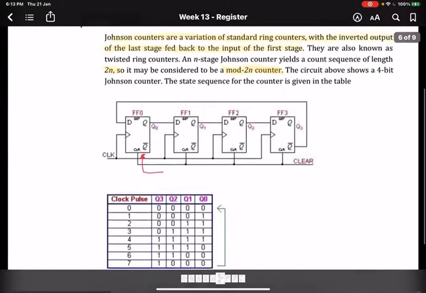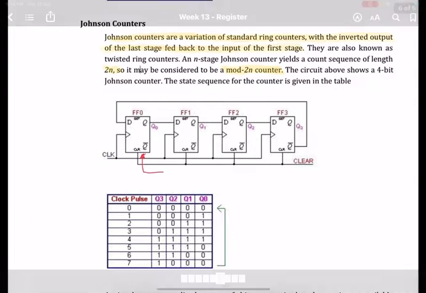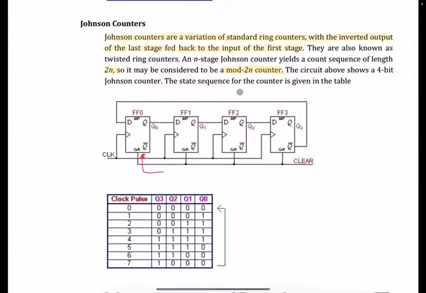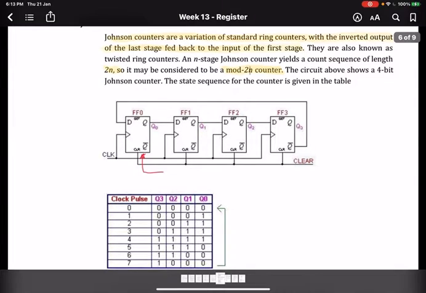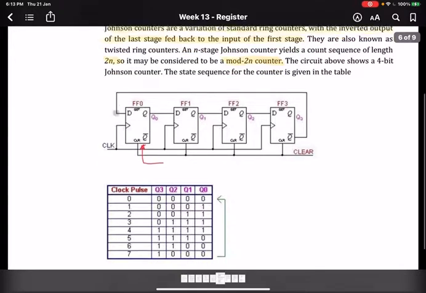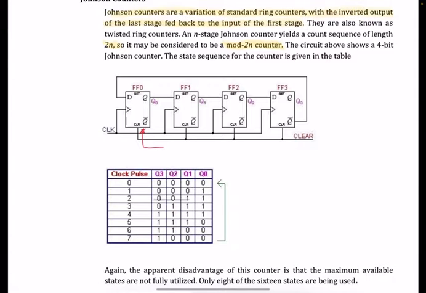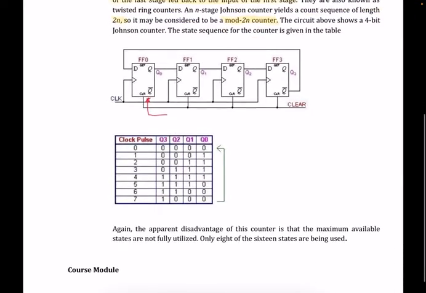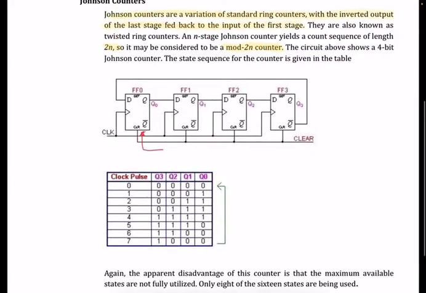While si Johnson is naka mode 2N, ibig sabihin twice nung standard counter yan, twice, di ba? So makita nyo 7, okay? Yung kanyang column or yung kanyang rows. So, mas marami siyang state na pwedeng i-analyze.